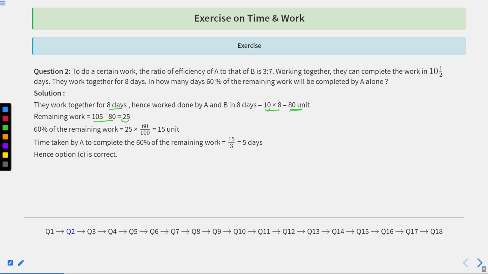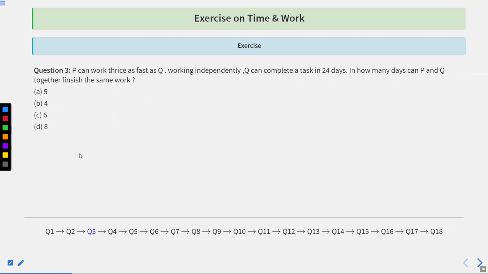But the question asks in how many days 60% of the remaining work will be completed by A alone. The remaining work is 25 units. So what is the 60% of 25 units? That is 25 times 60 upon 100, that is 15 units. So now the question changes, which says how much time will A alone take to do 15 units of work. So the time taken by A to complete 60% of the remaining work is 15 upon 3, that is 5 days. So the correct option here is option C.